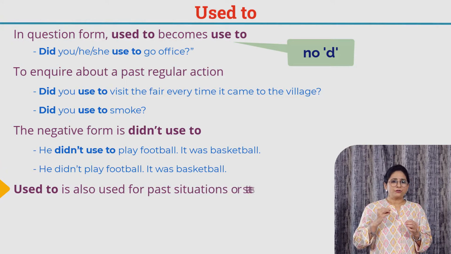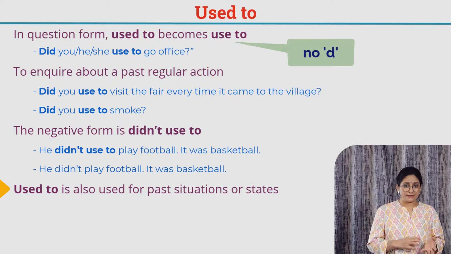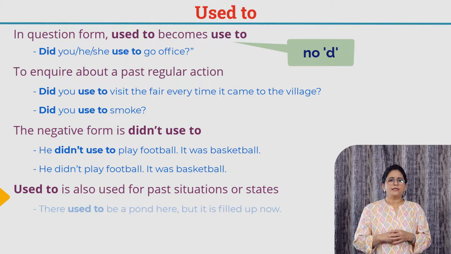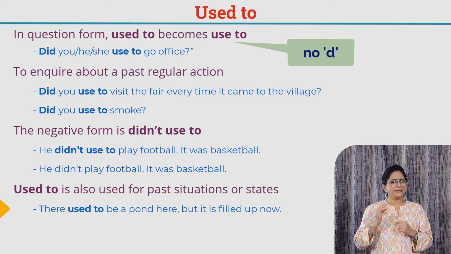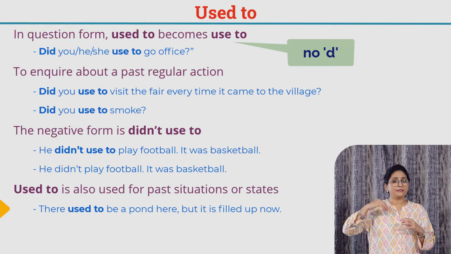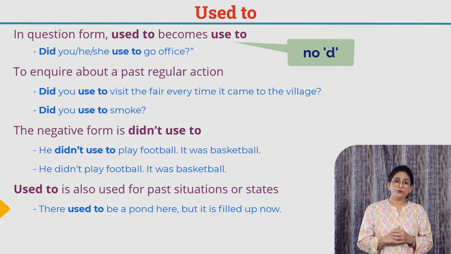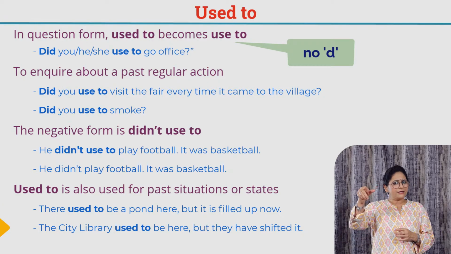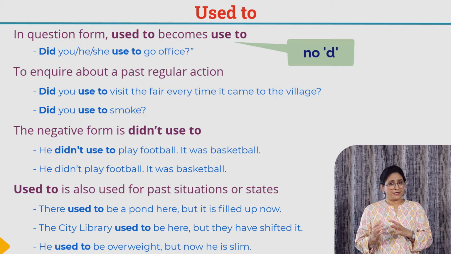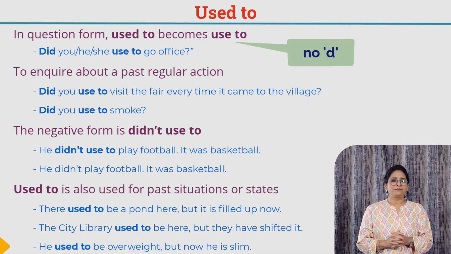Used to is not just used for past actions but also past situations or states. There used to be a pond here, but it is filled up now. Now, suppose you go to your native place and you get nostalgic and you remember the things which used to be there. So, you may say, the city library used to be here, but they have shifted, I think, to Palm Avenue. He used to be overweight, but now he is slim. So, this is about used to.